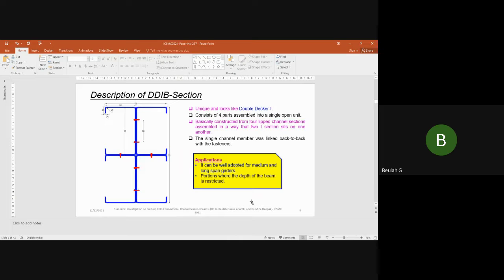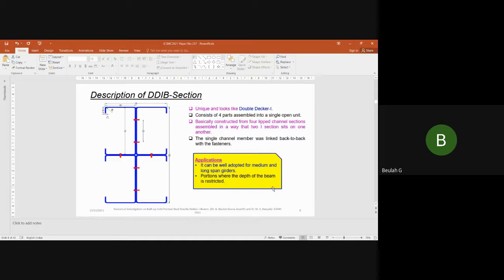The geometrical cross sections of DDI based sections was evolved. So this looks unique, and that's why I have named it the double decker section. Even though it's an I section, it consists of 4 different elements. As you can see, there are 4 different channel sections which are connected flange to flange and web to web, which is called FF and WW, web to web and flange to flange. And this is constructed using the 4 different channel sections.